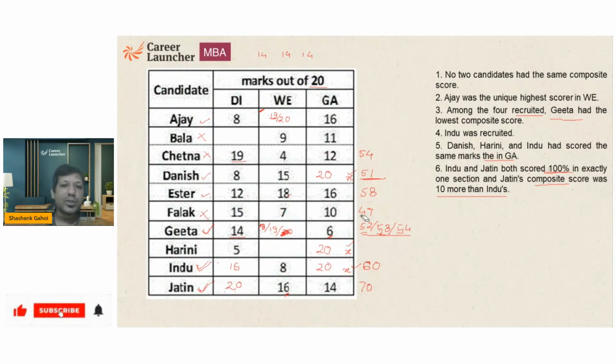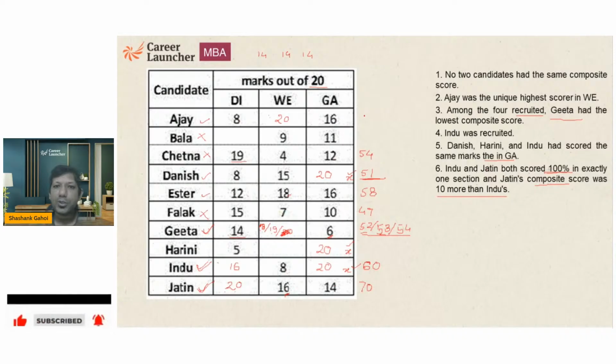So this is what I am getting. Ajay's score is 22 and Ajay's composite score is definitely going to be 20. So this is going to be 20 and the composite score is going to be 52. And if Geeta needs to be qualified, it means Geeta needs to score more than 52.